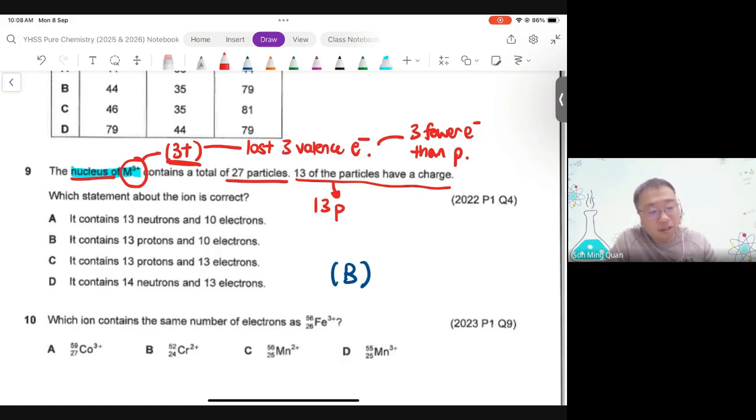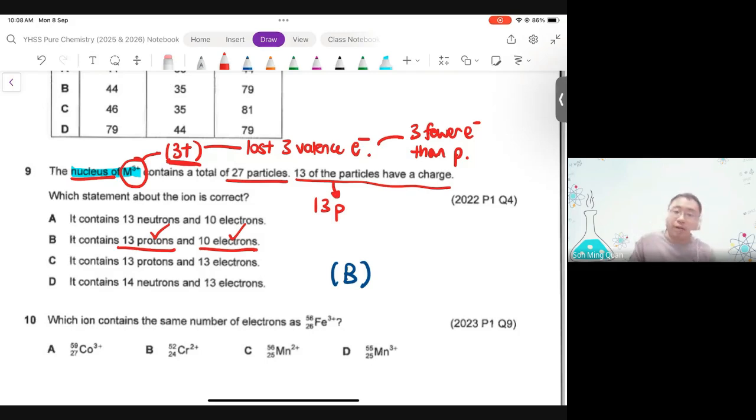Therefore, it has 13 protons, and because it's 3 plus charge, it lost 3 electrons. So it has 3 fewer electrons than protons. So 13 minus 3 equals 10. So the answer is B.